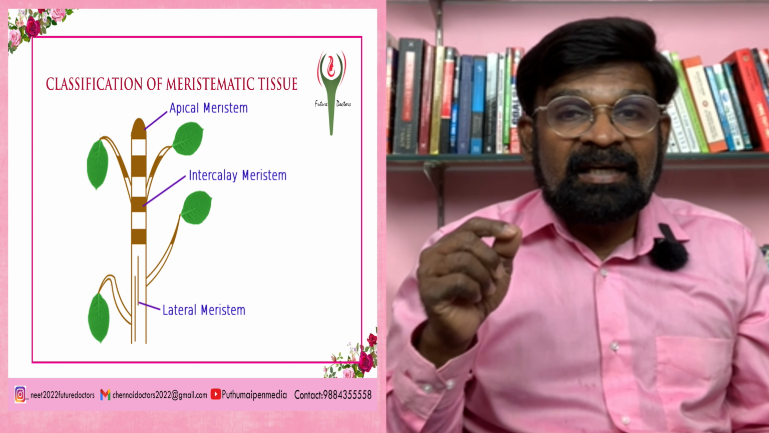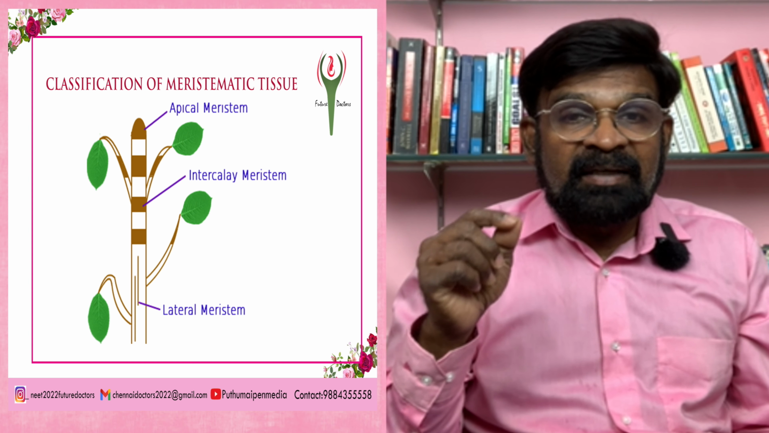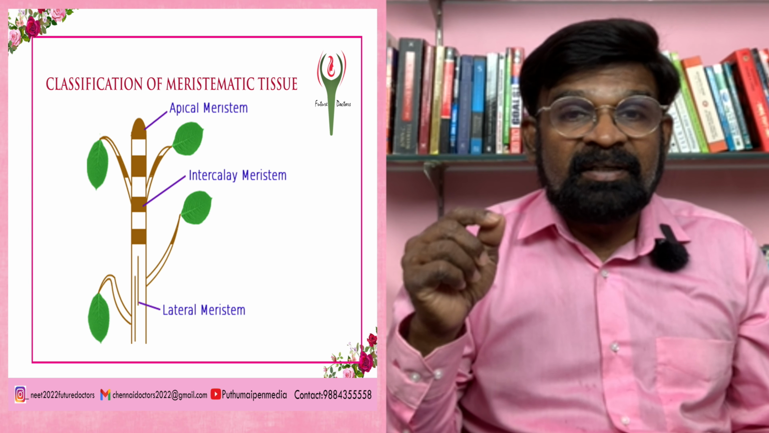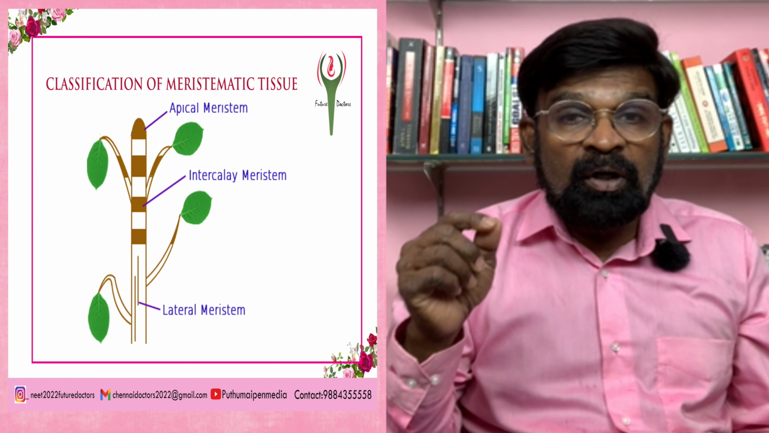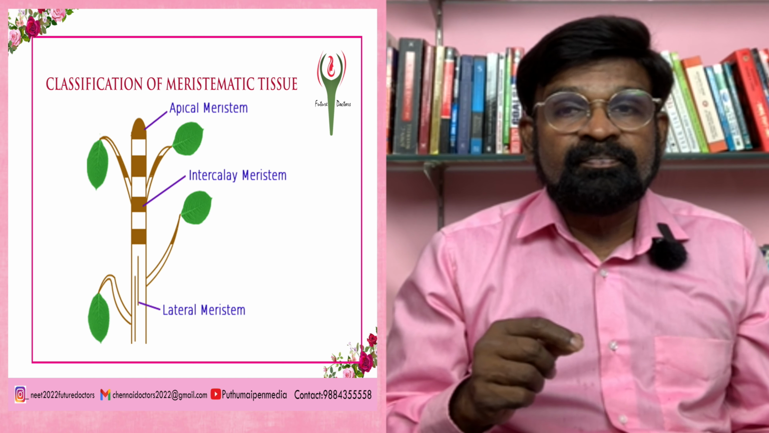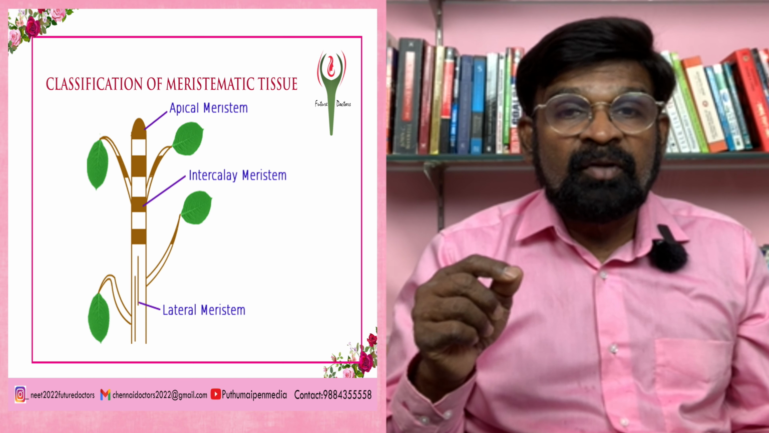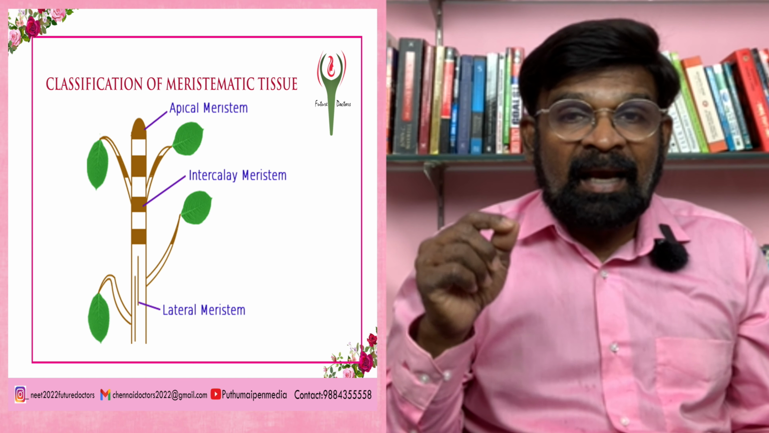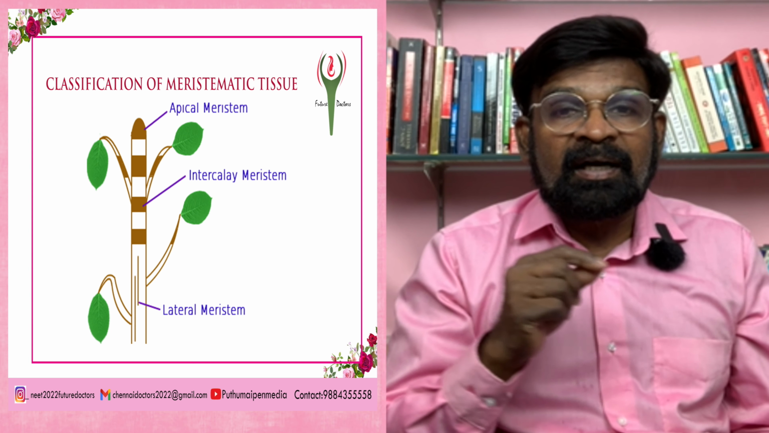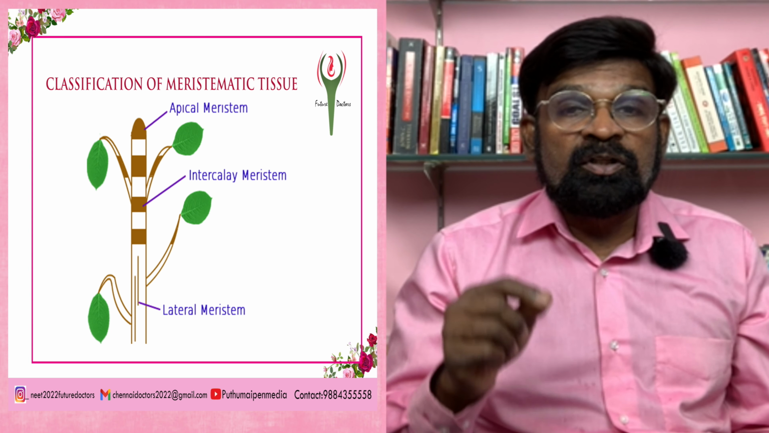They are cylindrical meristems. Some examples of lateral meristem are fascicular vascular cambium, I repeat, fascicular vascular cambium, interfascicular cambium, and cork cambium. Classification based on the functions.